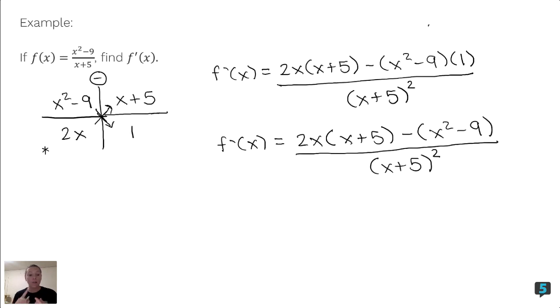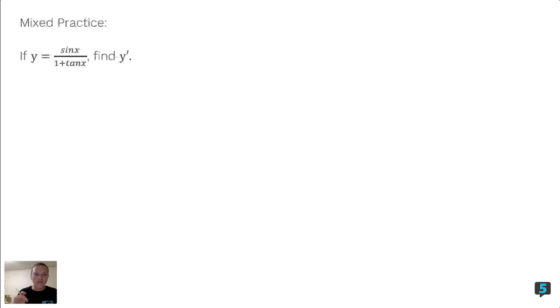All right, so we've seen one example of product rule and we've seen one example of quotient rule. Let's practice now, okay? So here's the first one I got for us. If y equals sine x over the quantity 1 plus tangent x, let's find y prime. So here's my question for you, and you can answer this in the chat. Do we need to use product rule or quotient rule on this?